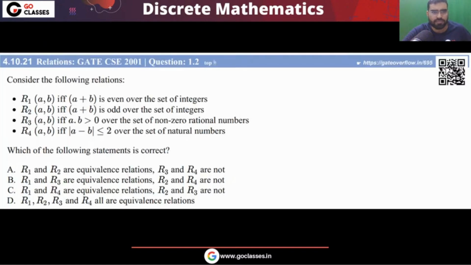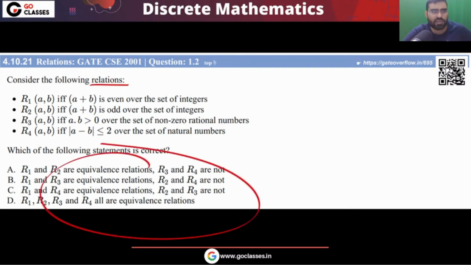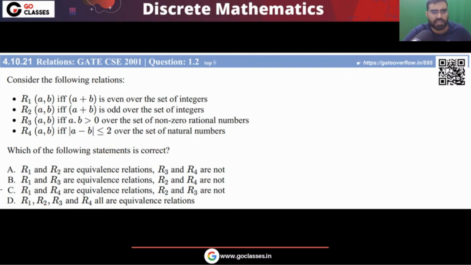Okay, let's move on. Let's see this question. This is a GATE 2001 question on relations. Consider the following relations, and the question is asking which of them are equivalence relations. You can easily find out an equivalence relation, because an equivalence relation has this type of structure, a general template.